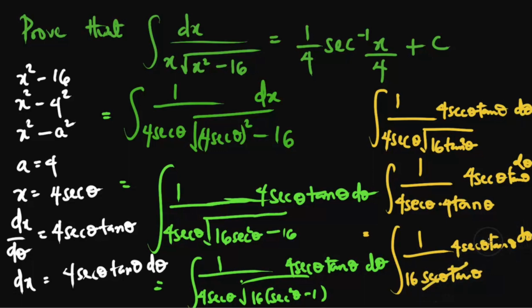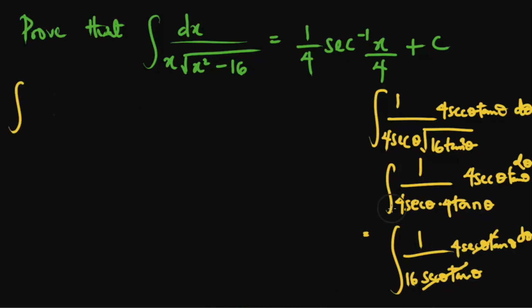So sec theta tan theta cancels out. You are left with the integral of 4 divided by 16, which is 1 over 4 d theta. Now when we integrate this, it becomes 1 over 4 theta plus c. But we're integrating with respect to x, so our answer must be in terms of x.